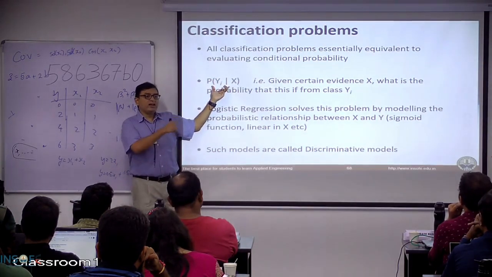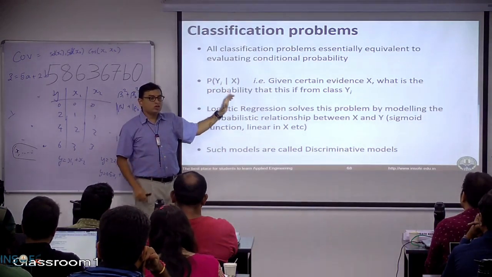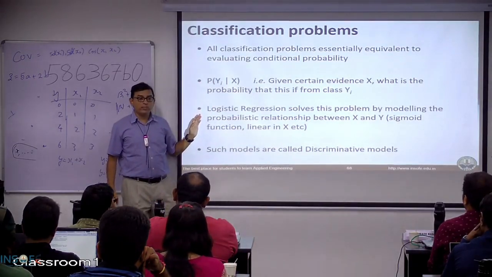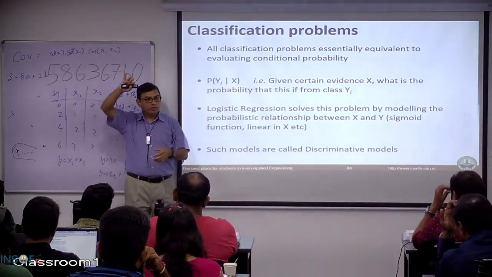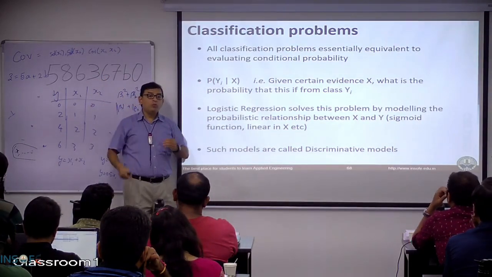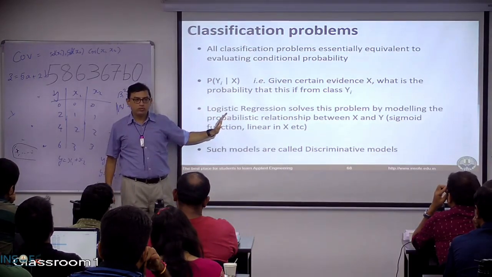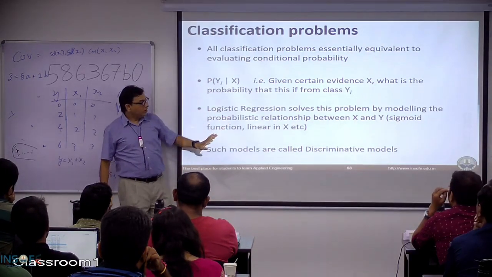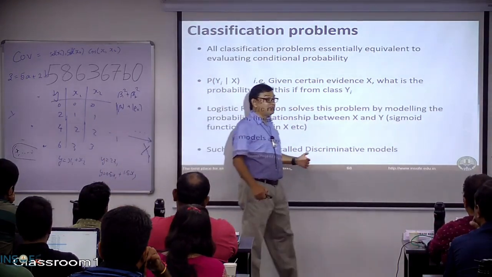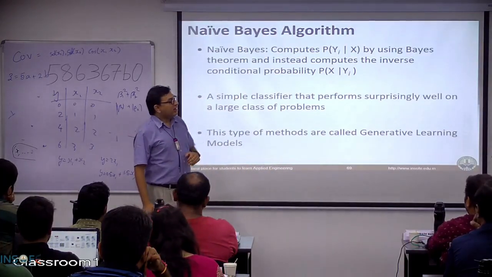The way linear regression and logistic regression solved this problem is you assume a relationship between X and your Y. Remember the sigmoid curve? We assumed this particular relationship, and then we found parameters that fit that particular relationship. That's what we did, right? This is one way of solving the problem, and these kinds of models are called discriminative models. There is a different set of models.